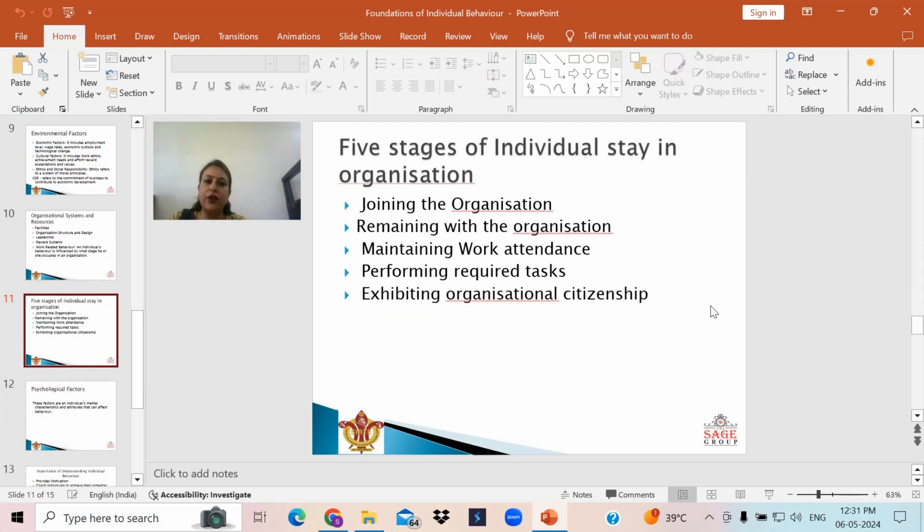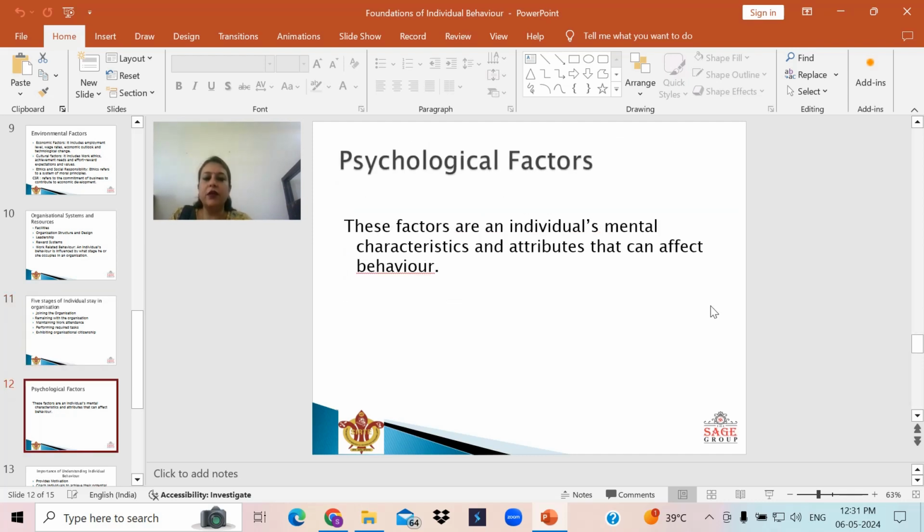These are the five stages of an individual's stay in an organization. First of all, he will join the organization, he will remain, he will maintain work attendance, he will perform his tasks and exhibit organizational citizenship. So if all these five steps are performed properly, the behavior of the individual will be perfectly fine for the organization. Then other factors are psychological factors. These are an individual's mental characteristics and attributes that can affect the behavior of an individual. Psychology basically relates to your mindset, your mental frame.